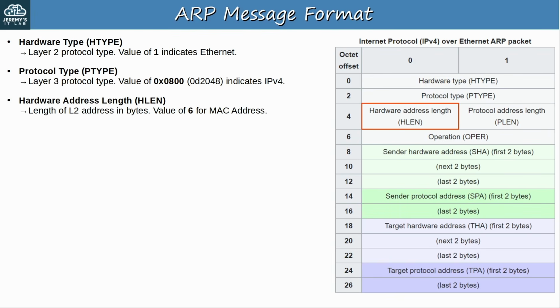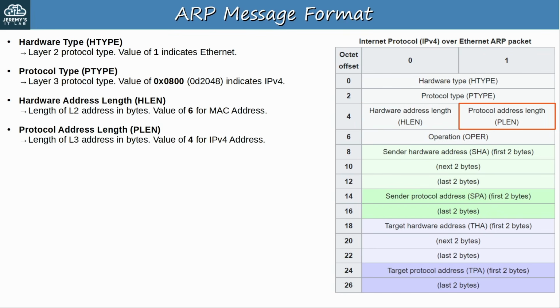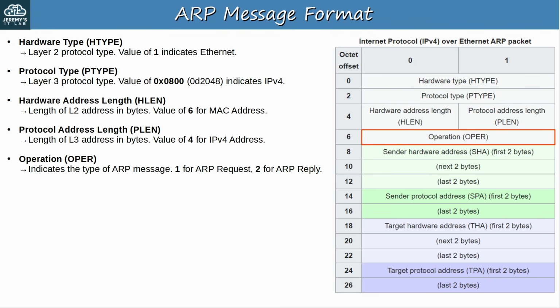The hardware address length field indicates the length of the Layer 2 address in bytes. For example, MAC addresses are 6 bytes in length, so the value of this field will be 6. The protocol address length field indicates the length of the Layer 3 address in bytes. IPv4 addresses are 4 bytes in length, so usually you'll see a value of 4 here. Then the operation field indicates the type of ARP message.